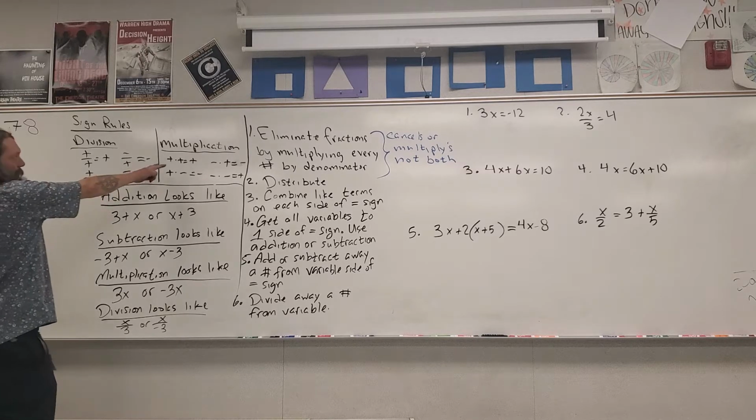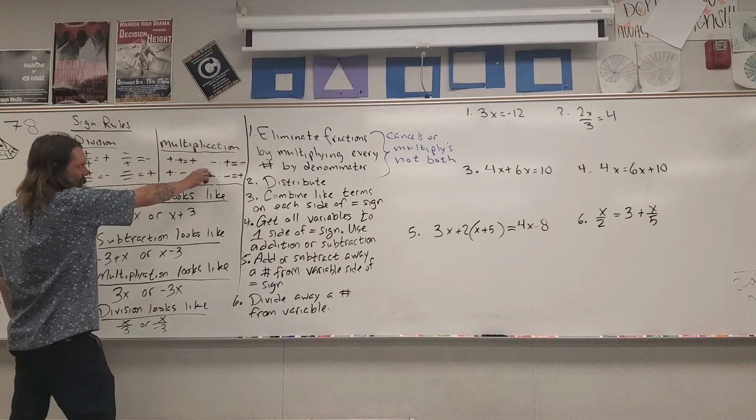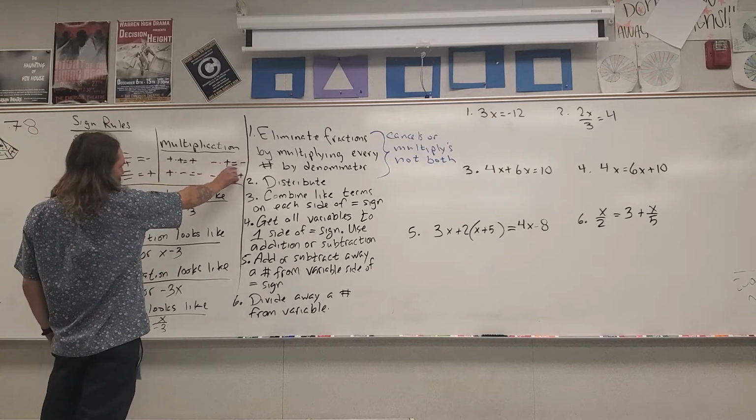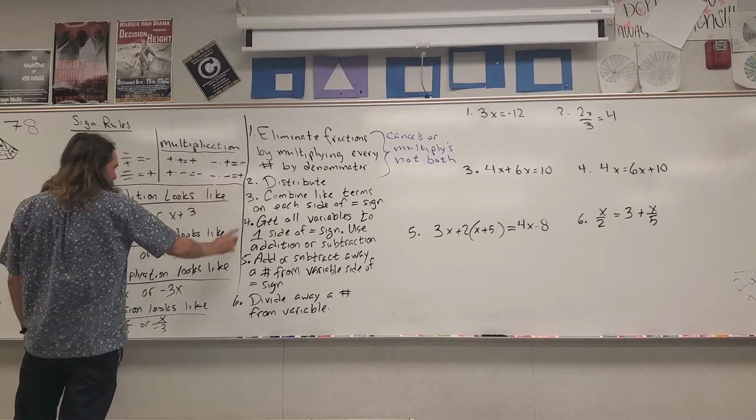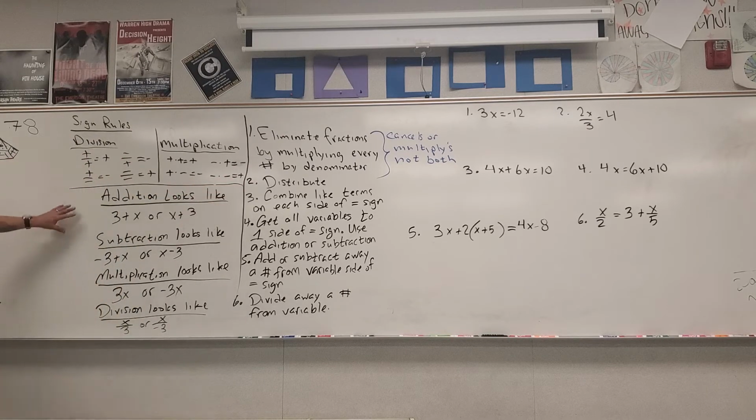Multiplication rules. Positive times a positive is a positive. Negative times a positive is a negative. Positive times a negative is a negative. And a negative times a negative is a positive. I have some examples of what an addition looks like, subtraction looks like, multiplication looks like, and division looks like. I hope you can see that.